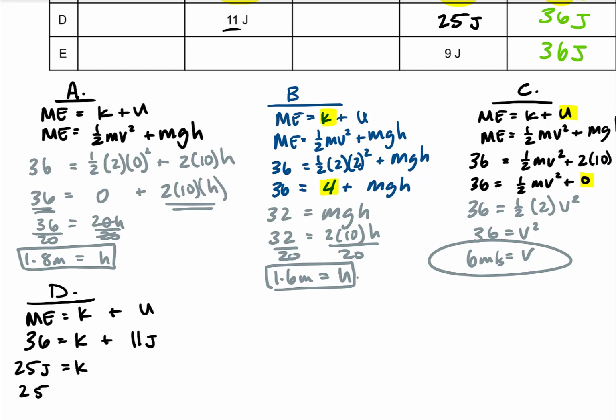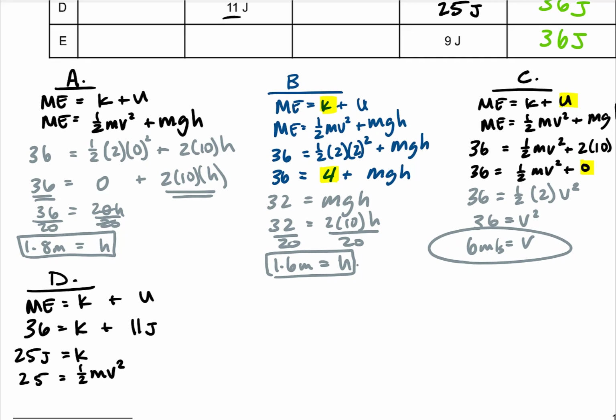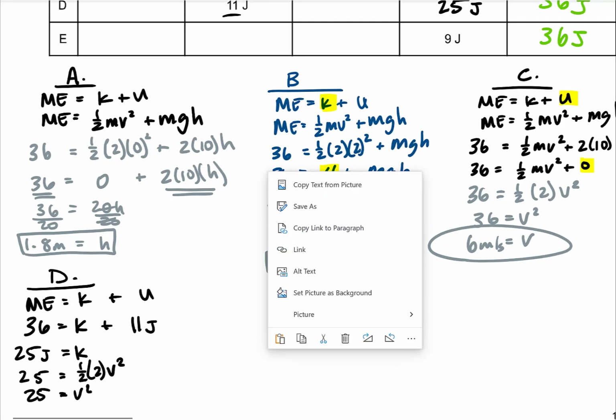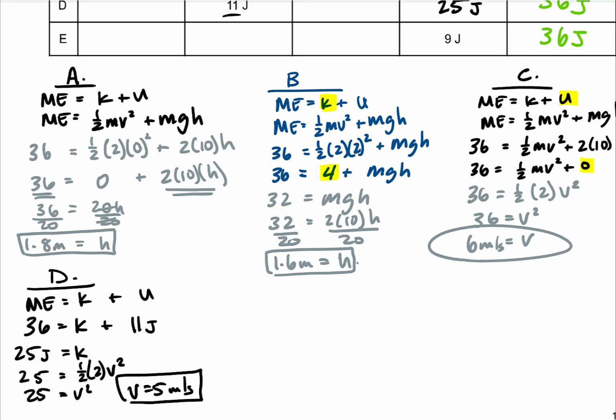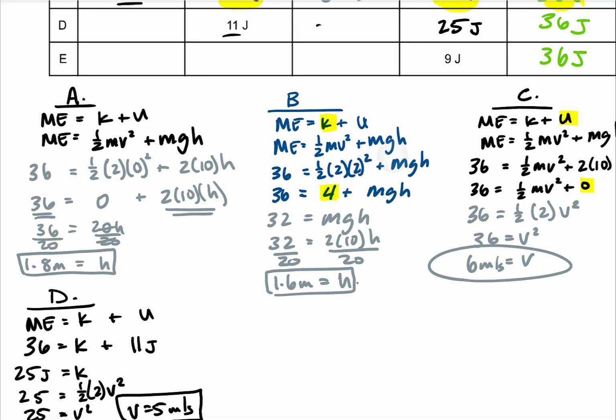So 25 is equal to 1/2 mv squared. That mass is 2 kilograms, so 1/2 times 2 times v squared. So 25 is equal to v squared, and that velocity comes out to be 5 meters per second. So that tells me that my velocity here is 5 meters per second.